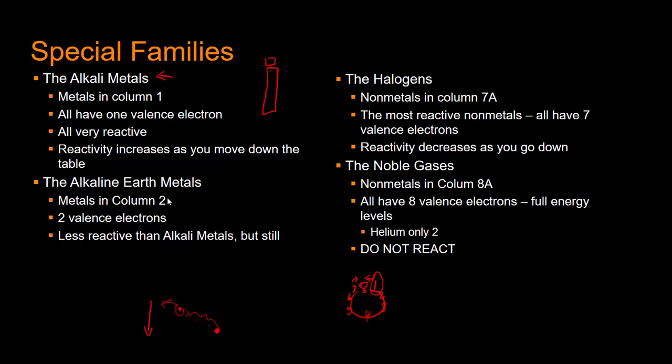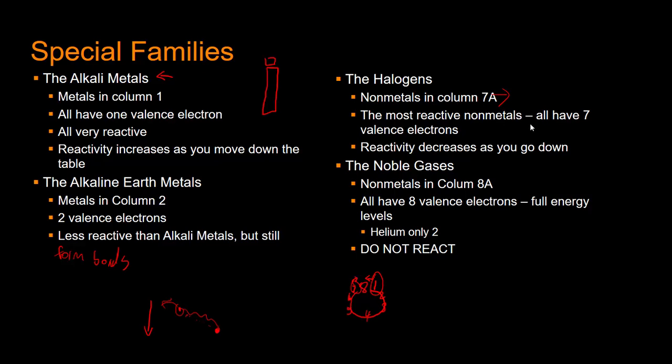Now, the alkaline earth metals are column 2. They have 2 valence electrons, which means they're a little bit less reactive than the alkali metals, but they still form bonds. Now, the halogens, we're jumping all the way across the periodic table to group 7.